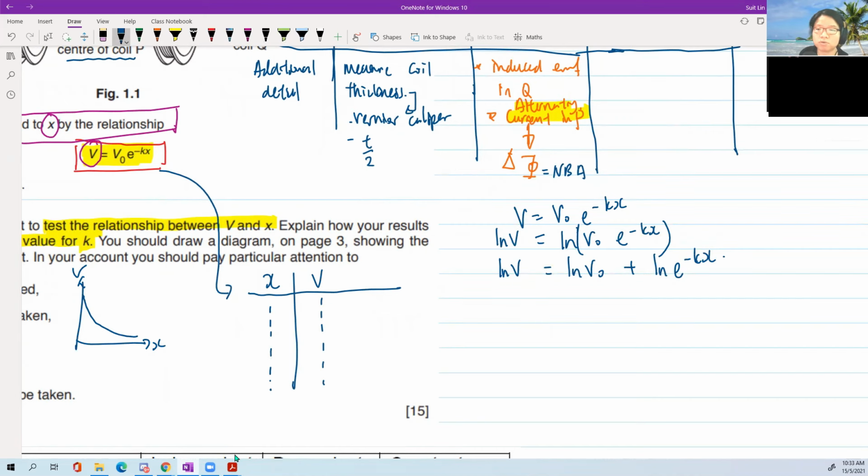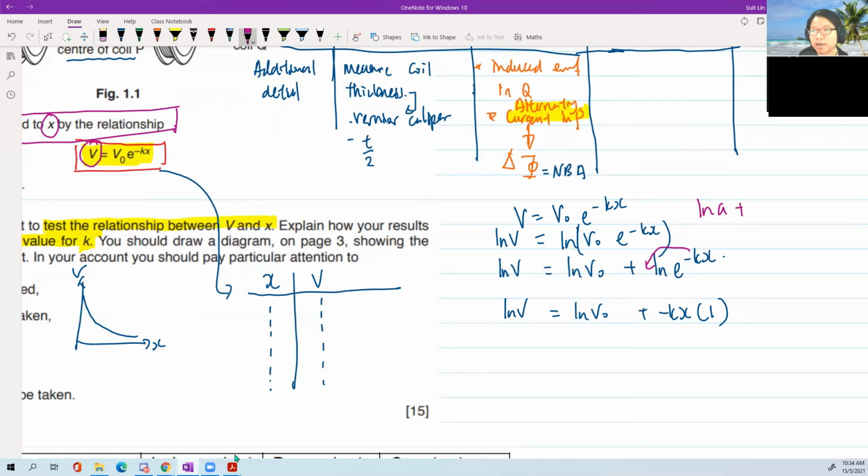And what will happen is now you can rearrange again. And this ln e is 1. So what you have is negative Kx times 1, because we can bring down the exponent. So there are a few identities here that I use.